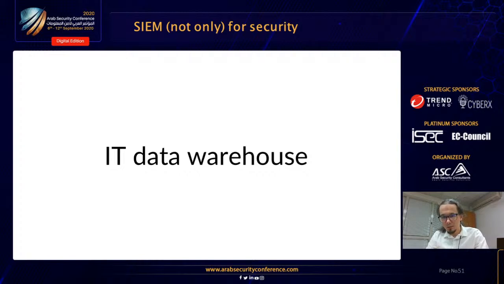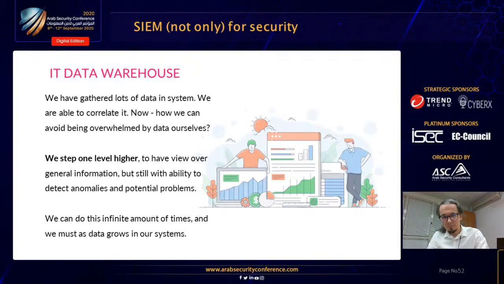Now let's look at the data warehouse. So we have a lot of data. We have the infrastructure, we have the APM, we have MISP, we are able to correlate all of the data, and what now? Now there is a problem with overwhelming data, data overflow, over-information in general.